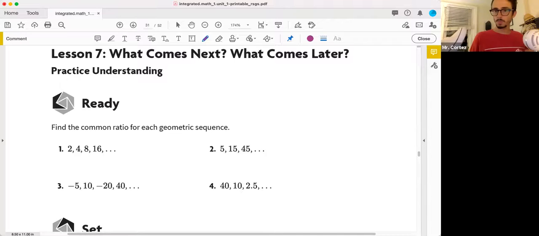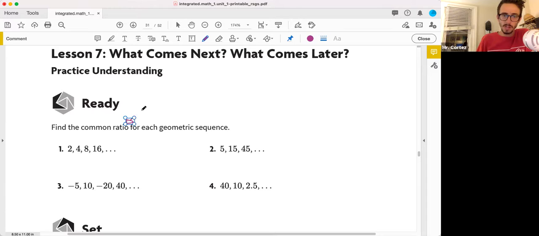What comes next? What comes later? My Vans shoes match this Vans paper. Ready. We've already seen problems like this. I don't even really want to do this stuff, but well, I want to do it, but we've already done it. So you should already know how to do it.